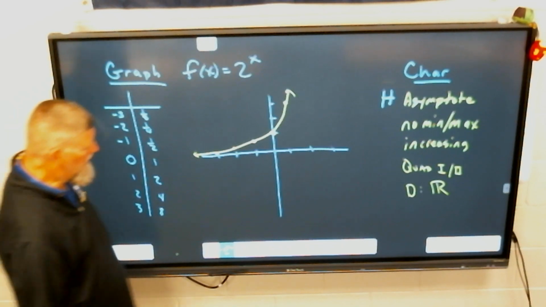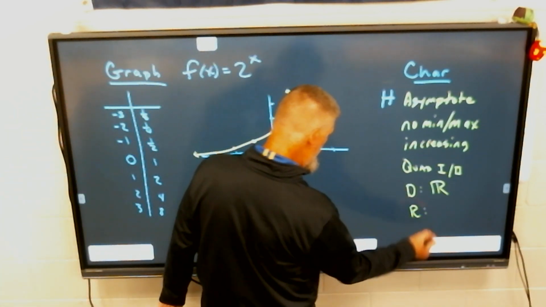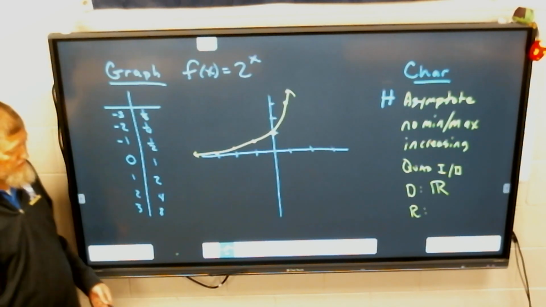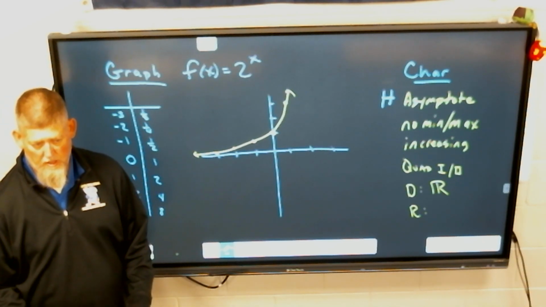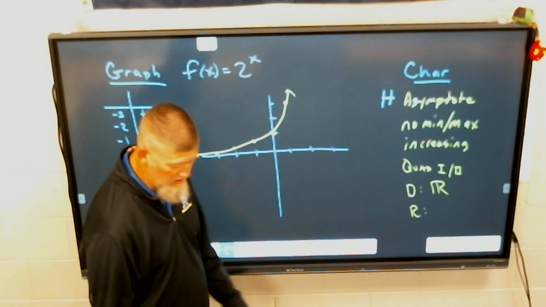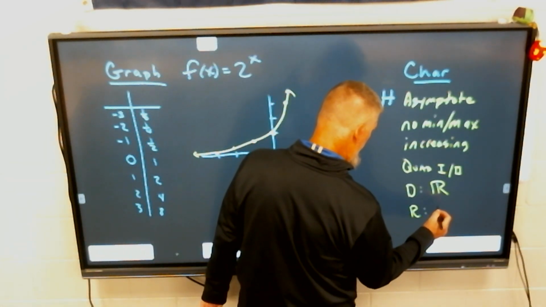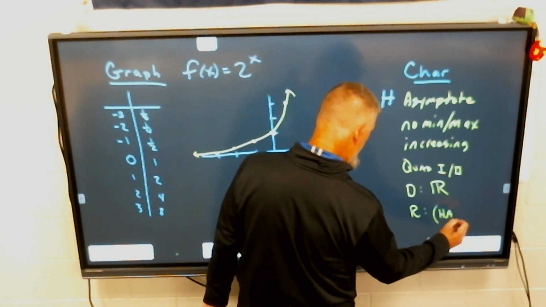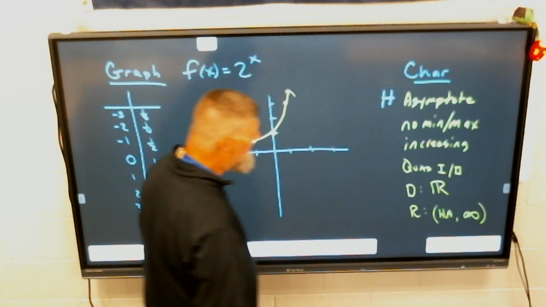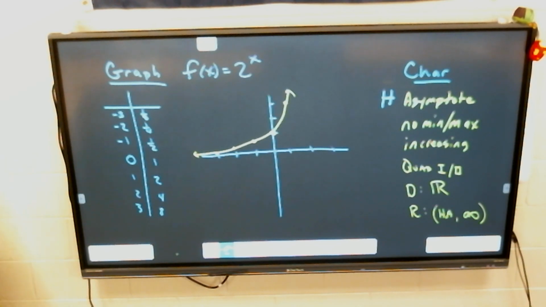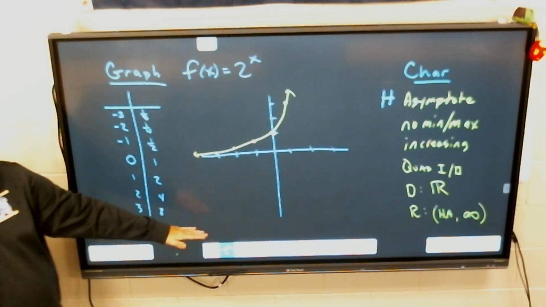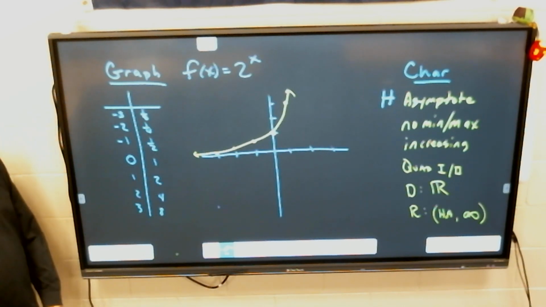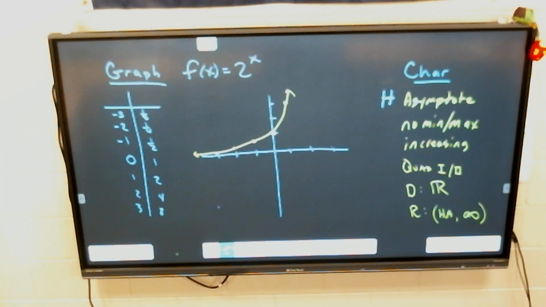Okay. What's the range? 0 to infinity. Okay, so in this case, it's 0 to infinity. Is the 0 a bracket or a parenthesis? Parenthesis. It's a parenthesis because it doesn't actually get to 0. So what I'm going to put here is a parenthesis and then the horizontal asymptote to infinity. Whatever the horizontal asymptote happens to be, because once again, we can shift this. In this case, it's 0, but we can shift it up or down. So it's the horizontal asymptote to infinity. Okay, let's see here. One other thing.